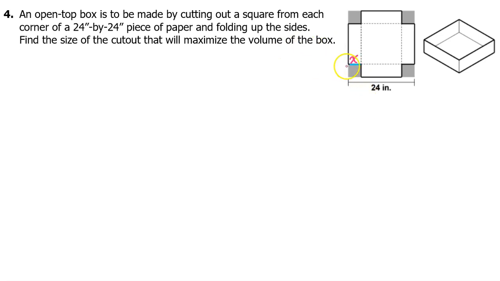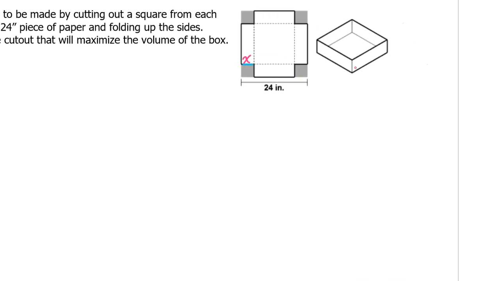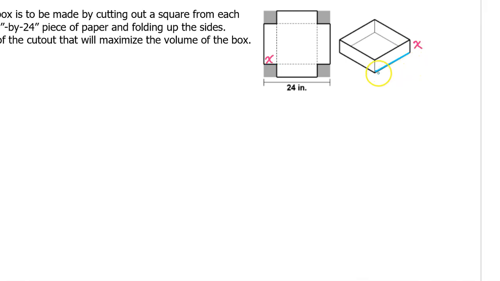Let's define the size of the cut as x by drawing x into the picture like this. When you fold up the flaps, this length x becomes the height of the box as well. We are going to need an expression for the side length of the folded box. That length appears in the pre-folded diagram right here.